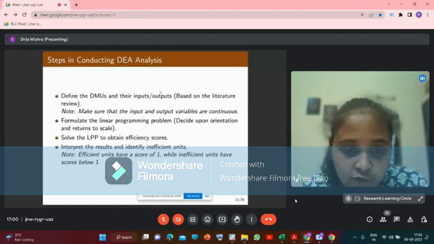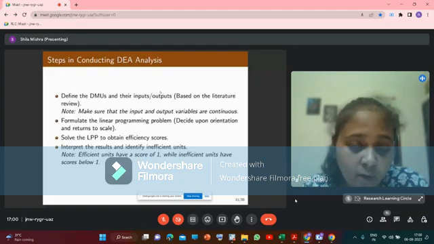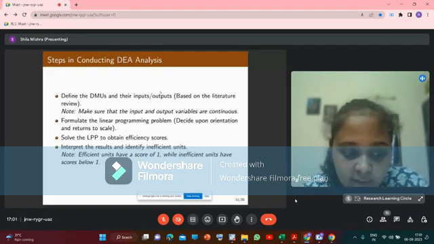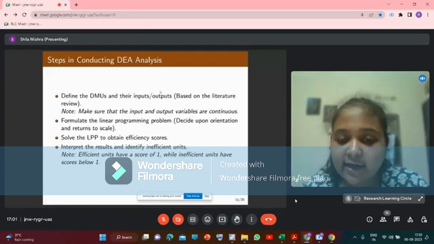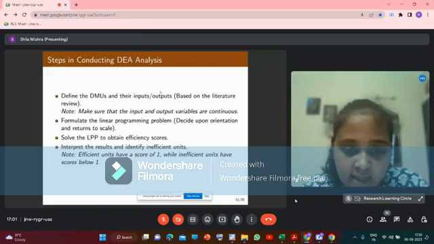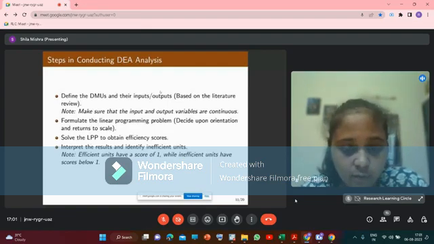It is very important to also take note of the fact that there might be more than one decision making unit that has an efficiency score of 1. So in that case, any number of decision making units which have an efficiency score of 1 would be termed as benchmark or technically efficient decision making units, and the other decision making units that do not have an efficiency score of 1 would be considered inefficient.